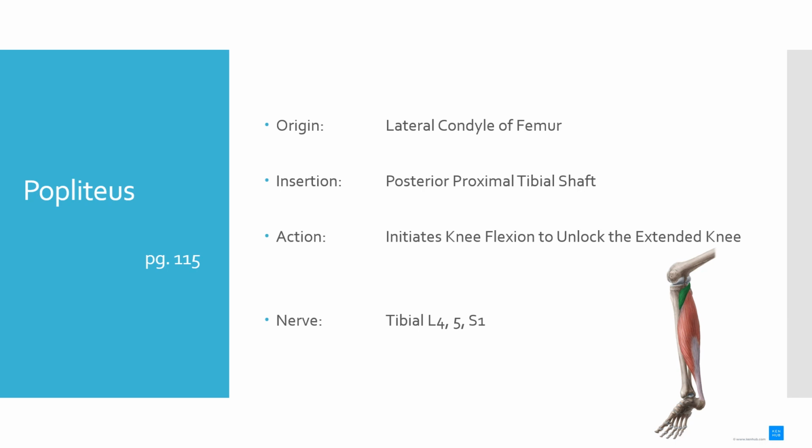Popliteus. The origin is the lateral condyle of the femur. The insertion is the posterior proximal tibial shaft. The action: it initiates knee flexion to unlock the extended knee. The nerve is tibial L4, 5, and S1.